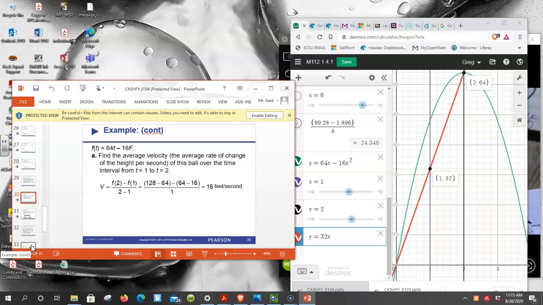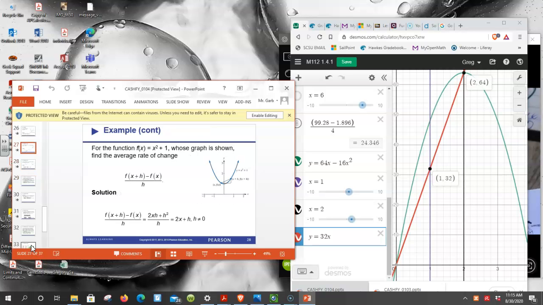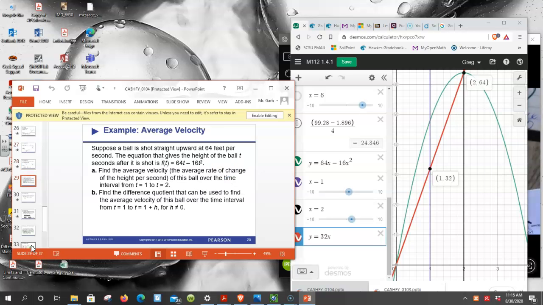F of 2. Oh, did I type in the wrong equation? Let's see here. Did I type in the wrong equation? Oh, no, we got it right. 64, so 1 is equal to 64 minus 16t squared.